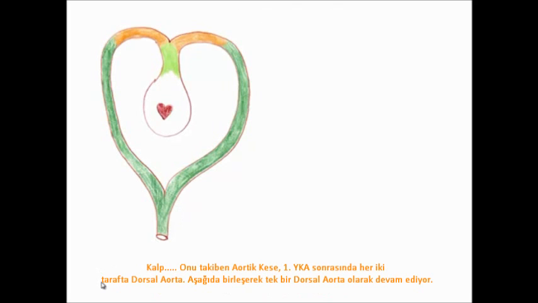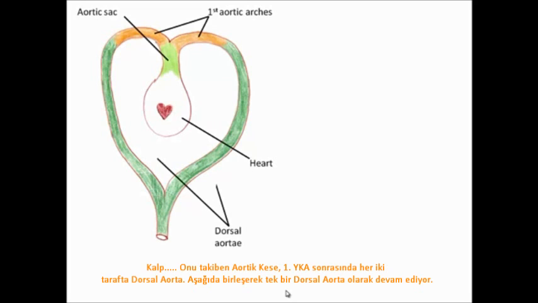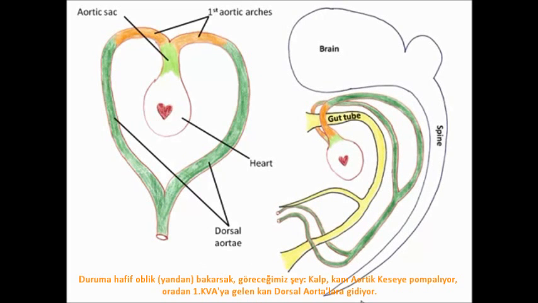Once again, fairly stylized drawing here, with the heart leading to the aortic sac. Early in development, we have a first aortic arch on each side that forms and meets up with the dorsal aorta on either side and goes to a common outflow in a single dorsal aorta a little further down. If we take a look at this slightly obliquely, what we see is the heart pumping blood through the aortic sac to the first arch and along the dorsal aorta.